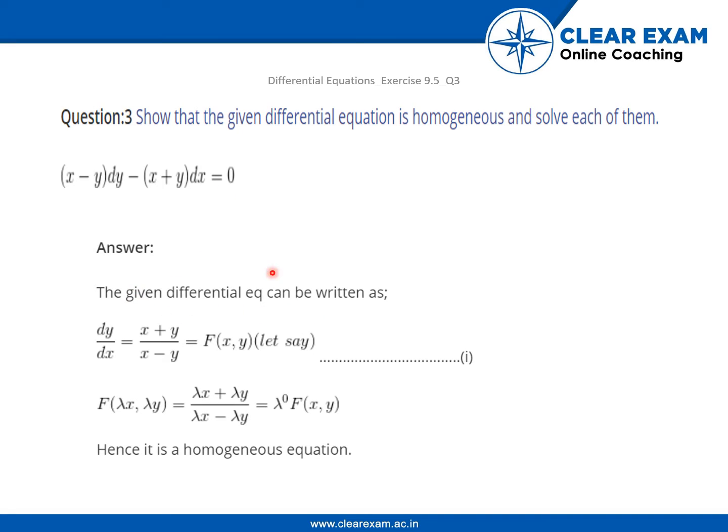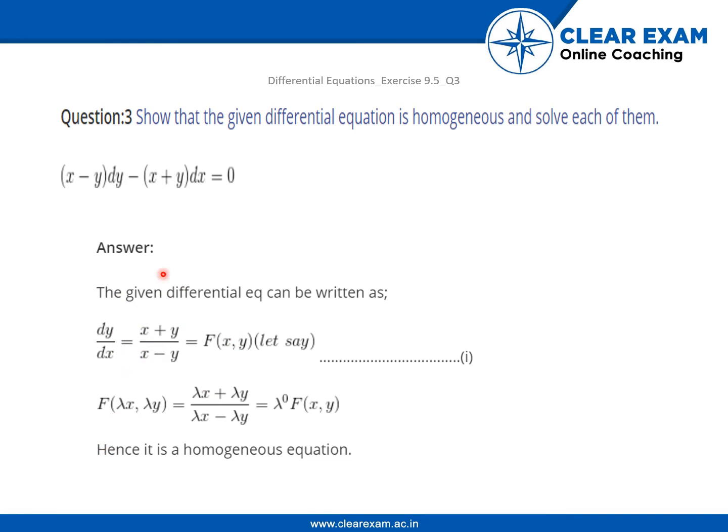The given differential equation can be written as, keep dy upon dx and put this term on the right hand side, bring dx below dy and put this term below x plus y. So it will be dy by dx is equal to (x + y) upon (x − y). So let's consider this as f of x comma y.